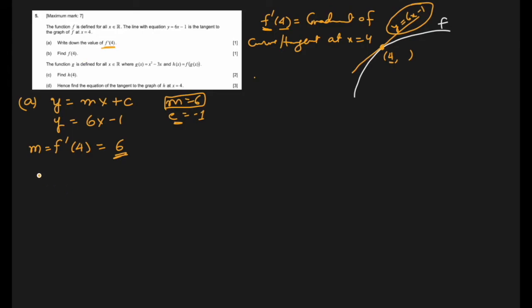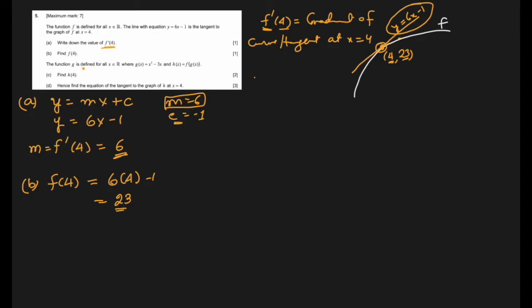B. Find f(4). At this point, they are asking what is the y value for f when x is 4, but we don't know the equation of the curve. What we know is the equation of the tangent, and this point is common with the curve and the tangent. That means if I substitute this 4 in the equation of the tangent, I'll get the y coordinate. So it will be 6 times 4 minus 1, which is 24 minus 1, 23. So the y coordinate here, which is f(4), is 23.